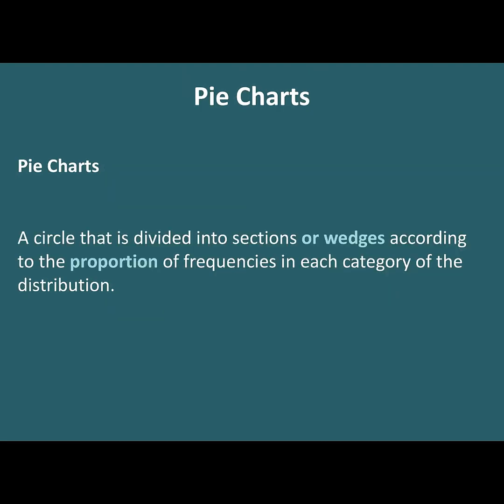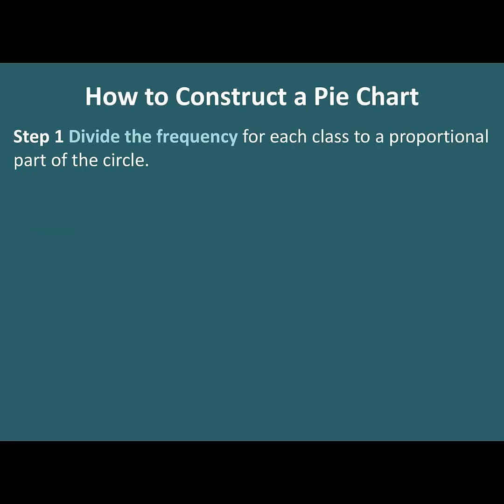Next are pie charts. A pie chart is a circle that is divided into sections or wedges according to the proportion of frequencies in each category of the distribution. The steps in constructing a pie chart are as follows. First, divide the frequency for each class into proportional parts of the circle. And you will do that using the following formula.